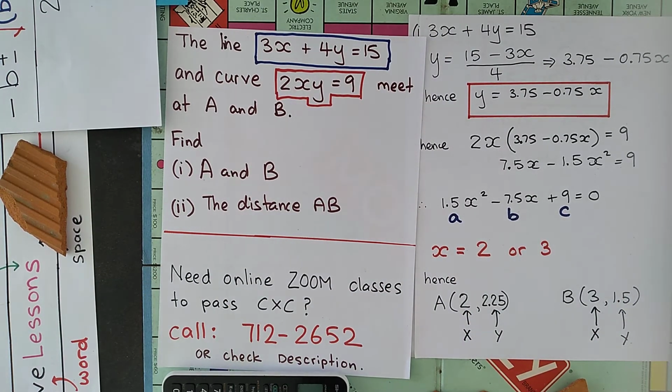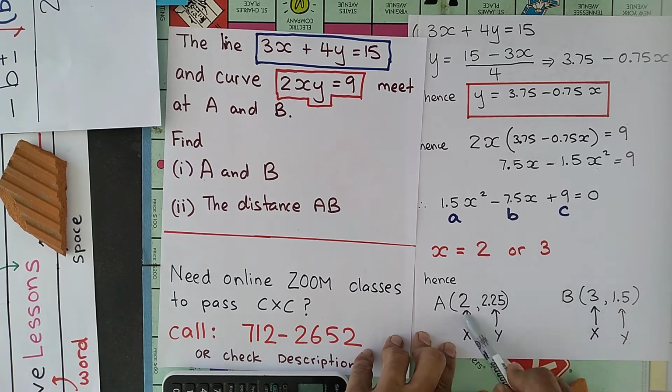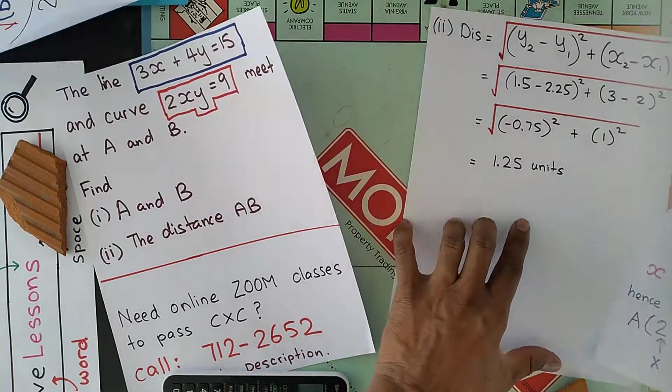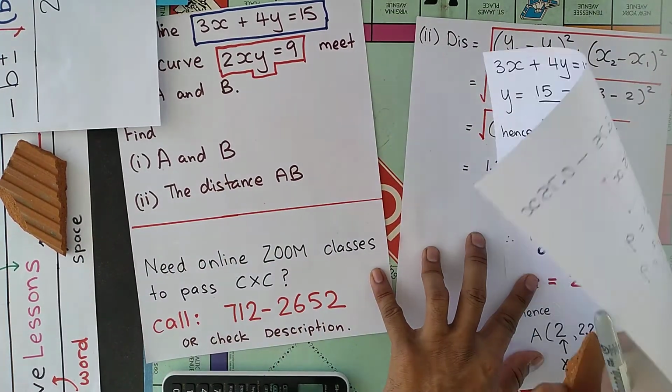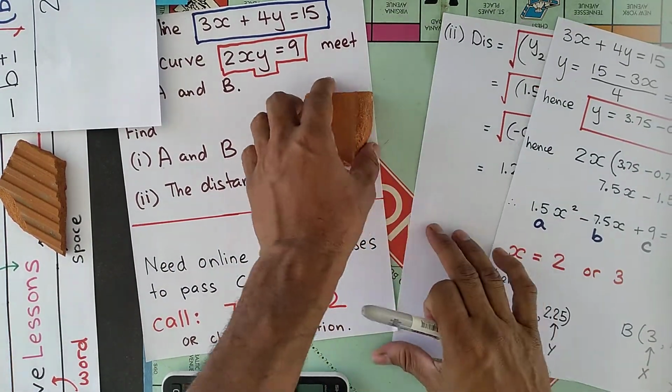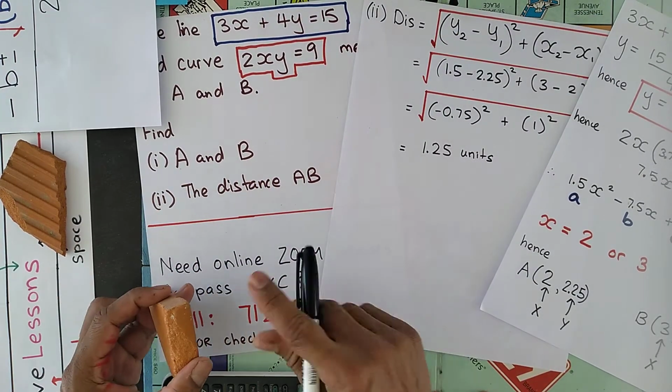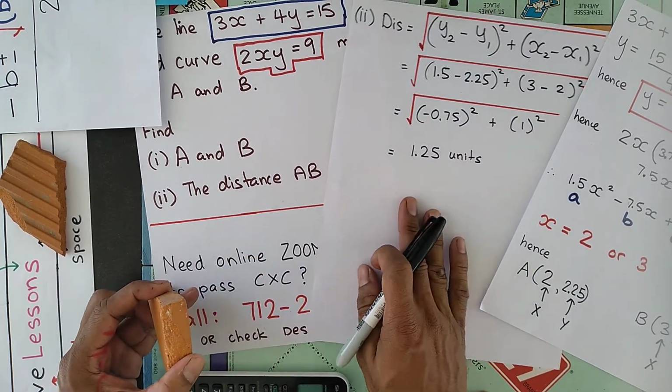Now they want to know the distance between A and B, which means we have to use the distance formula. There's a lot of breeze here on this main road, so I'm going to cover this. We want to find the distance AB.